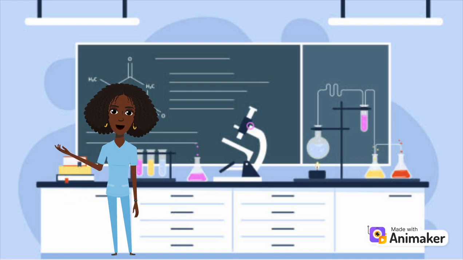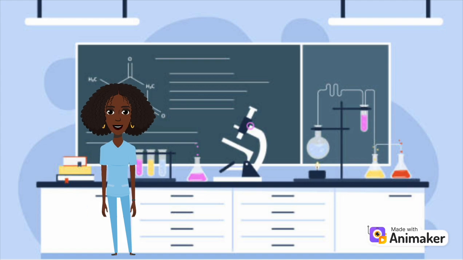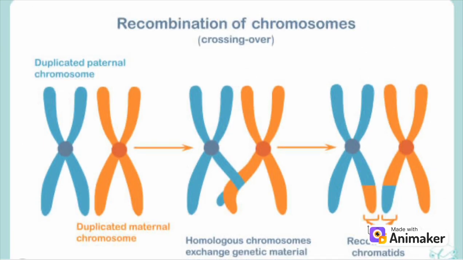We learned a multitude of topics in genetics lab this semester, and today we're going to talk about recombination and genetic mapping. So, what is recombination? Recombination is an event that occurs exclusively during meiosis, specifically during prophase 1. It is when homologous chromosomes pair up and exchange genetic material through a process known as crossing over.